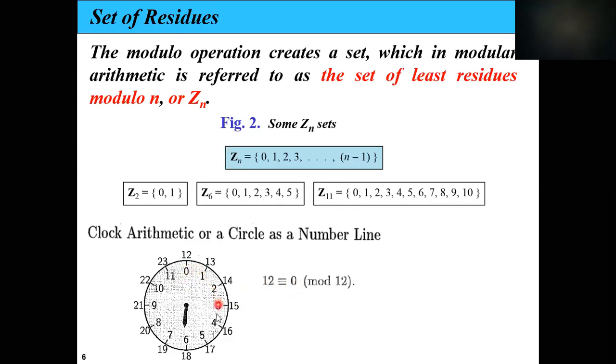The clock starts from 0, 1, 2, 3, 4, 5, 6 up to 11. Then 12 or 0, they are congruent. Then 1 and 13: if you divide 13 by 12, the remainder is also 1. So 1 is congruent to 13 in modulo class 12. 2 is congruent to 14 in modulo class 12. If you divide 15 by 12, the remainder will be 3, so 3 is congruent to 15 in modulo 12. That is why you call it clock arithmetic.